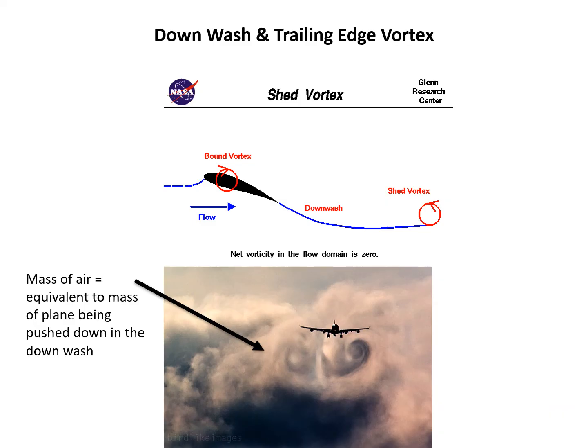This slide illustrates the shed vortex, that trailing edge vortex, and the movement of the air down as the plane or the solid moves up. Pushing that air down is called downwash, and the downwash is equivalent to the mass of the plane being pushed up.